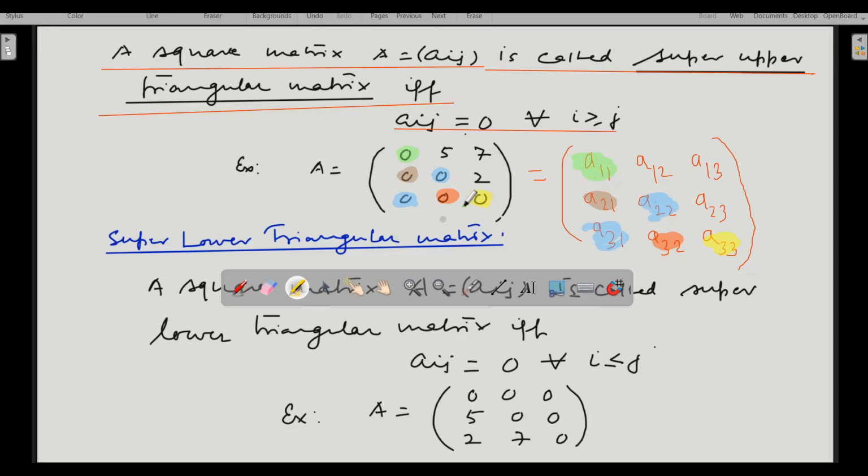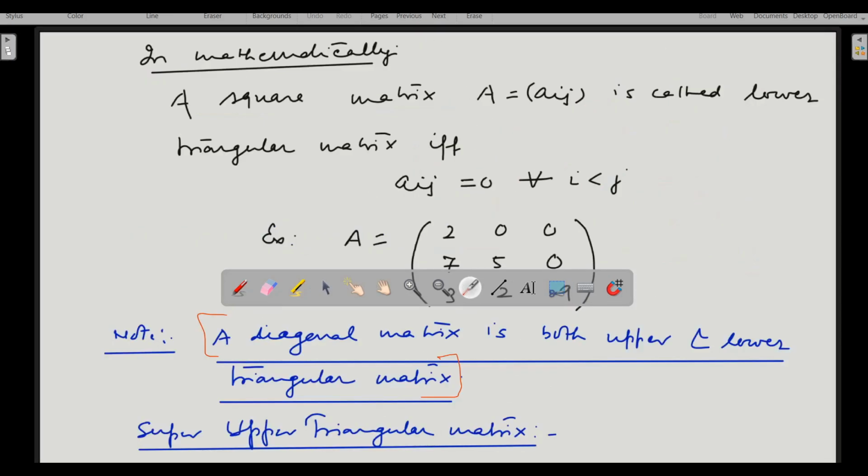Now only the non-zero elements. Tell me, if something is written like this, then obviously for i smaller than j, the element will be non-zero. Have a look. Over here i is smaller than j, 1 is smaller than 2. Over here 1 is smaller than 3, so i is smaller than j. Over here 2 is smaller than 3, so i is smaller than j. And these elements must be non-zero, and they are non-zero: 5, 7, and 2.